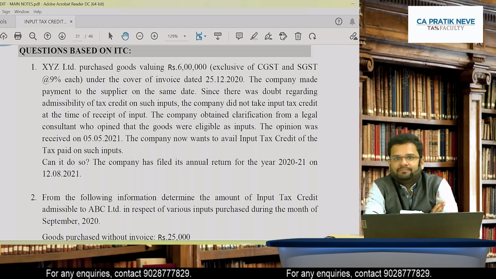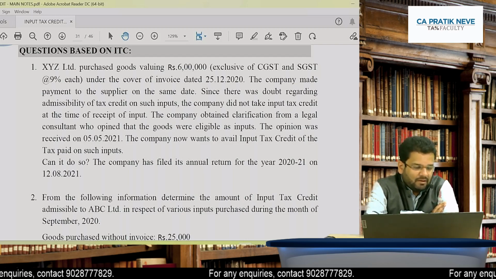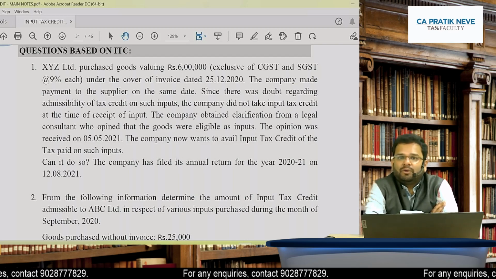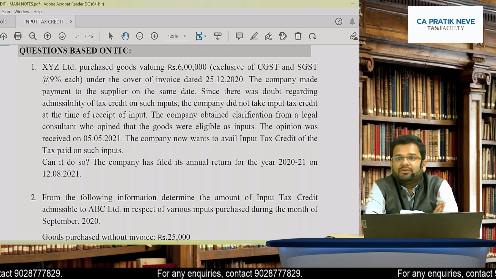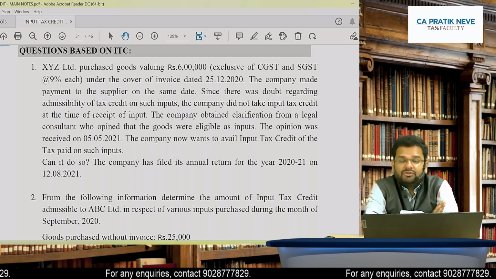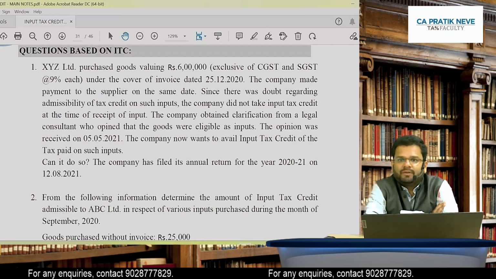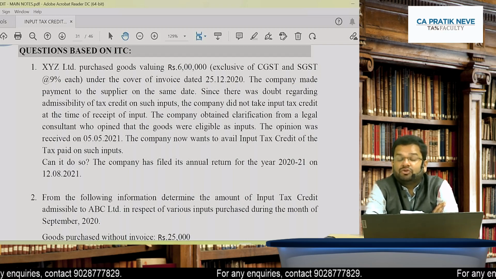Mixed bag. I'll not tell you which particular section it is from exactly, but you have to identify and try to answer. That makes more sense at this juncture, and all its solutions are already there in the class discussions Excel file given to you. That is being updated with these questions and their solutions.